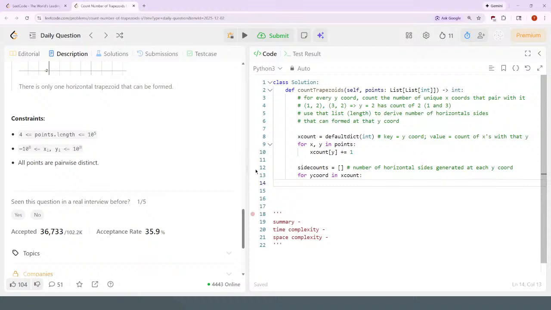So if there are two x coordinates at a particular y, that means there are 2 points that can be generated to form a horizontal side. So that's going to generate a 1 here. If there's only one x coordinate for a particular y coordinate, then you can't form a horizontal at that y coordinate, so that means it's a 0. I'll ignore zeros.